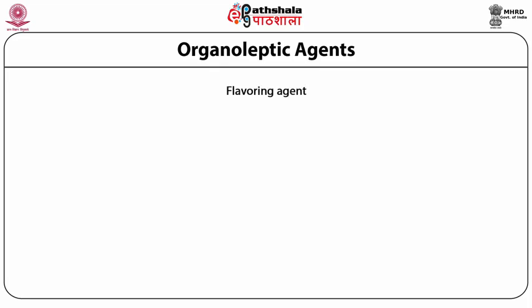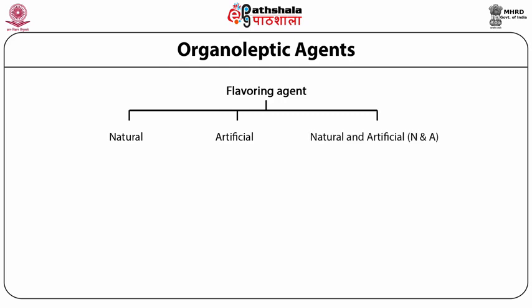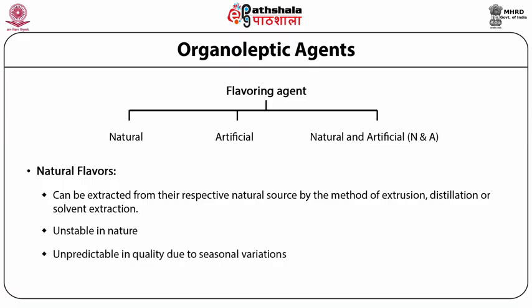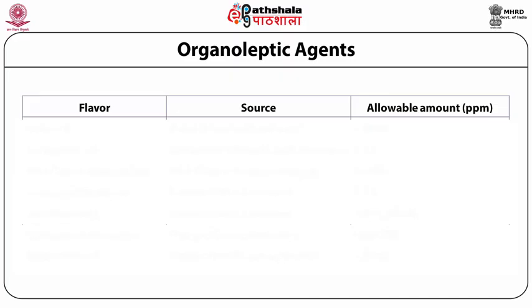Flavoring agents could be natural, could be artificial, and could be a combination of natural and artificial both. The first part under discussion is natural flavors. These can be extracted from their respective natural source by the method of expression, distillation, or solvent extraction. These are unstable in nature and unpredictable in quality due to seasonal variations. Various flavors, their source, and allowable amount in parts per million are given in the table.